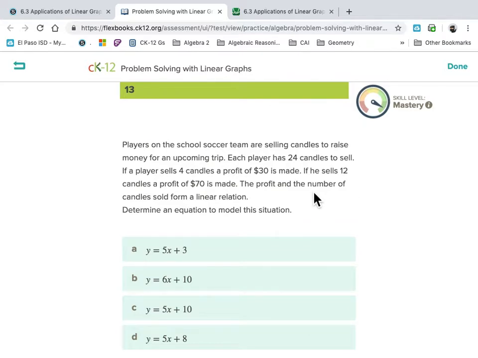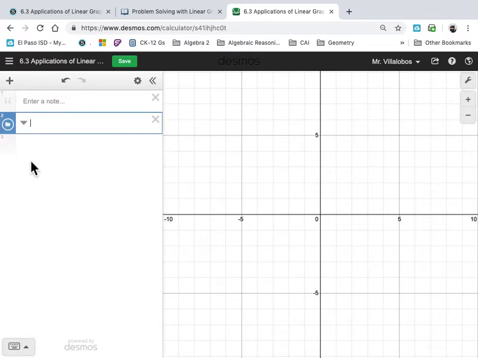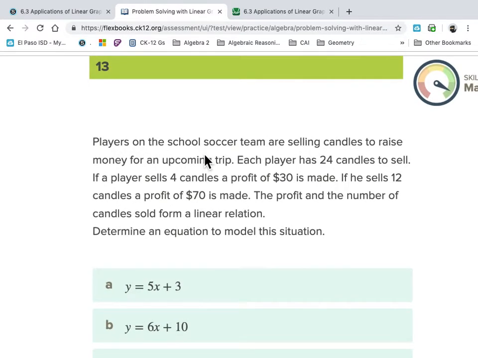I don't know. But I know right now that first I'm going to define my variables. Add a folder like this, and name it selling candles for soccer fundraiser. How do you spell soccer? Oh, soccer fundraiser. Okay, and I have to go back and read again. Can you help me? Each player has 24 candles to sell.